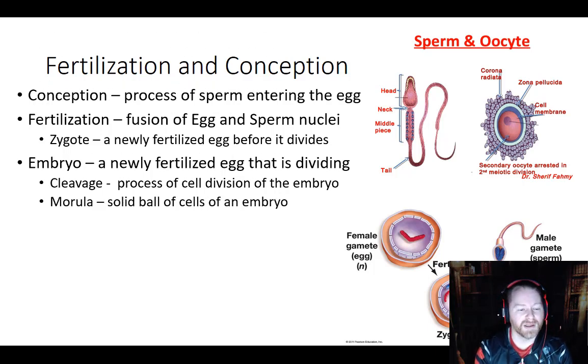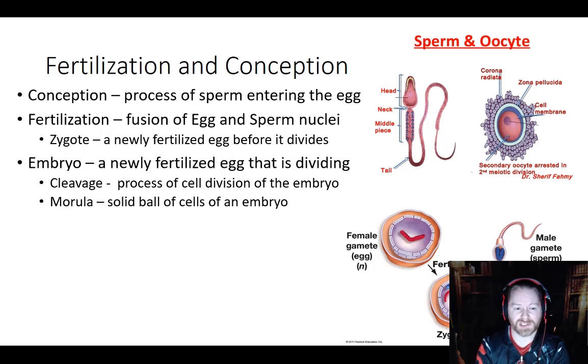All right. So once the embryo starts to divide, for a good while it's essentially just a solid mass of undifferentiated cells. The cells go all the way through, all over the place. If you were to cut it open, there would just be cells everywhere. We call that a morula. It's a solid ball of cells that are dividing.